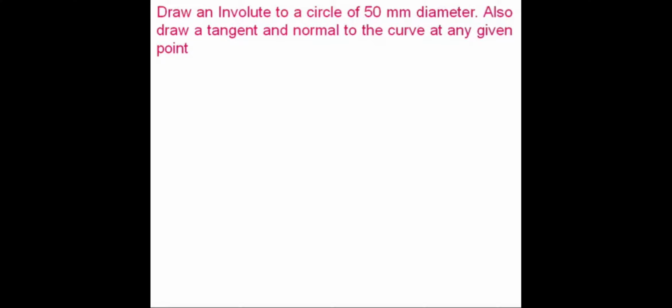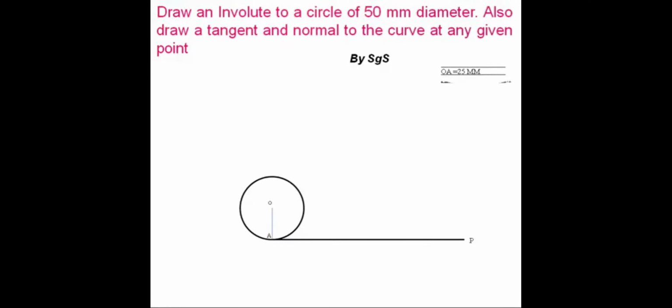Draw an involute to a circle of 50 mm diameter. Also draw the tangent and normal to the curve at any given point. So now we draw a radius of 25 mm. Draw a circle, divide the circle into 8 parts. We know the circumference is 2 pi r, where r is the radius 25. So we solve that and we get 157.07 mm.